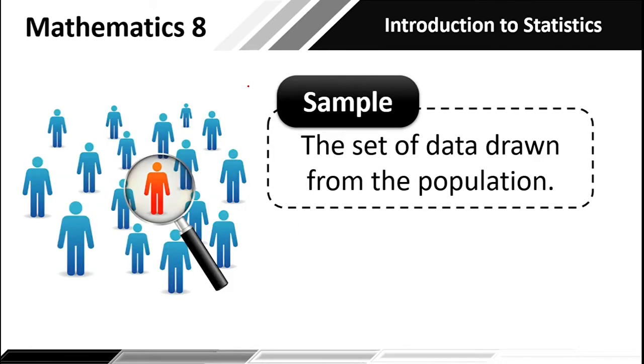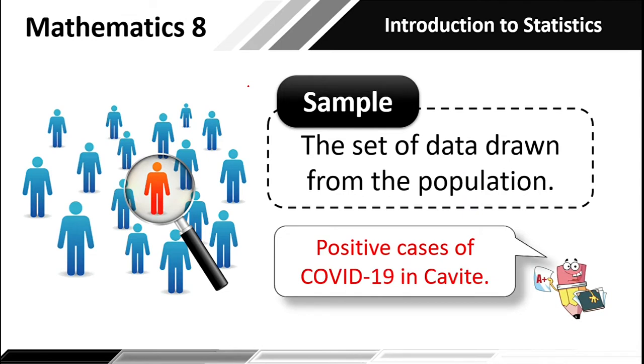Now, in contrary, we have a major word which is sample. Sample is the set of data drawn from the population. A best example of this is the positive cases of COVID-19 in Cavite. When we talk about population, we are referring to all the data under the study. But when we are talking about sample, we are just selecting data from the population. In this given example, we are talking about COVID-19 cases and we are referring only for the province of Cavite.